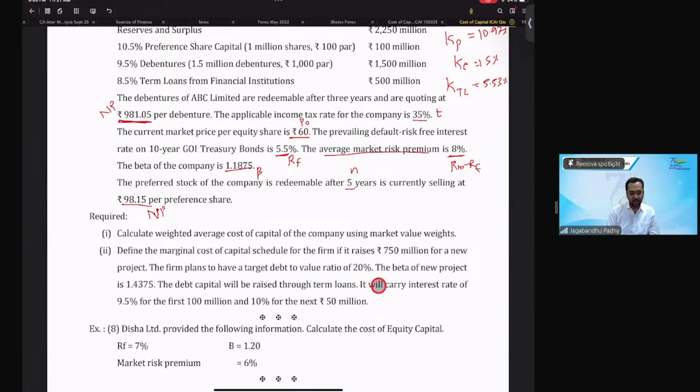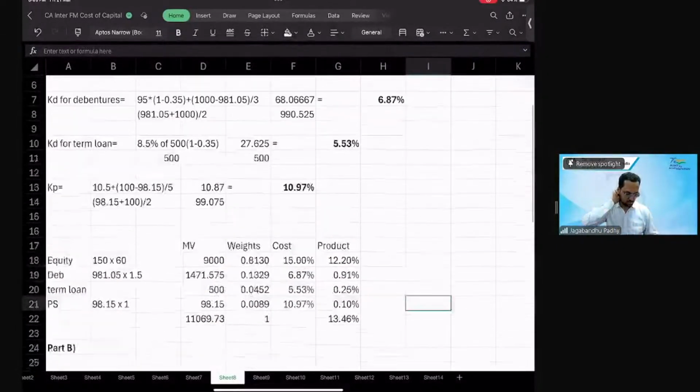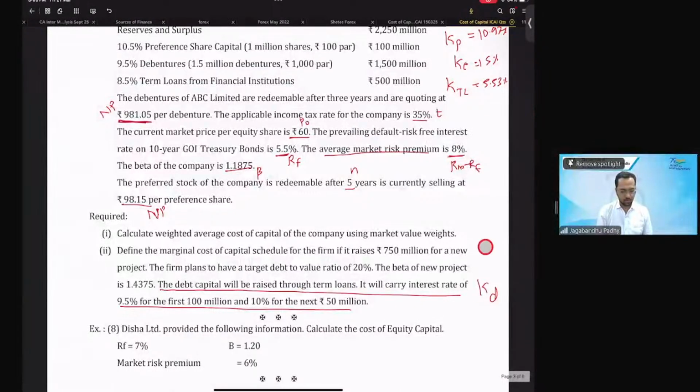Now the term loan carries an interest rate of 9.5% for the first 100 million and 10% for the next 50 million. I want you to look at this particular portion and give me the cost of debt number. Give me the cost of debt for this, guys. And obviously you take the tax rate to be the same, 35%. I want you to calculate the cost of debt first. Can you tell me what will be the cost of debt in this case? And of course, you can get the cost of equity because this is going to be the new beta.